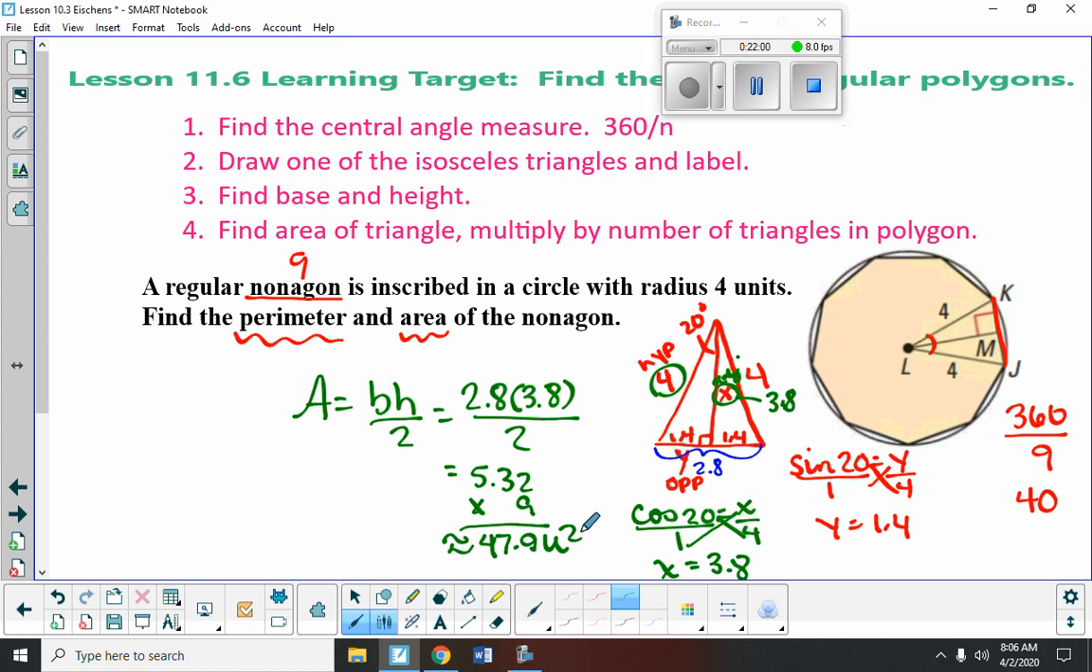And then also perimeter. Okay, the perimeter, remember, is the distance all around. And we found that this length is 2.8, and that means all the sides of the polygon are 2.8, so we're going to take 2.8 times 9, and we get 25.2.